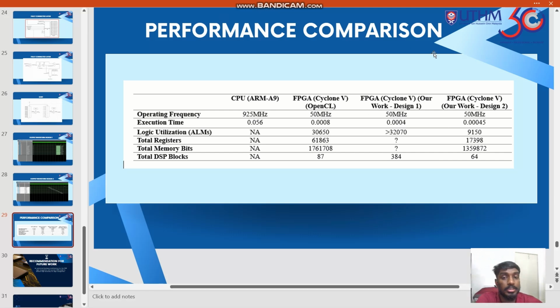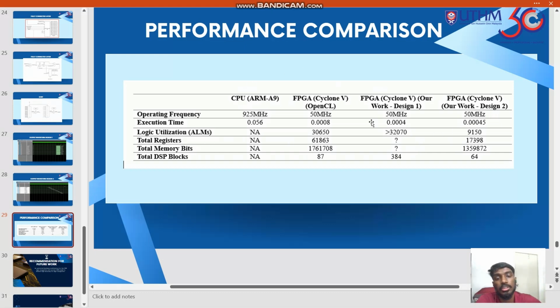So this is the performance comparison between the CPU using C++ programming, the FPGA OpenCL, and design 1 and design 2. The operating frequency is 925 MHz for the CPU, and the rest for the FPGA is 50 MHz. The execution time is 0.056 second for one detection, for the FPGA OpenCL it's 0.0008 second, and for design 1 it's 0.004. It's much faster than design 2. Design 2 reduces the time to 0.0045.